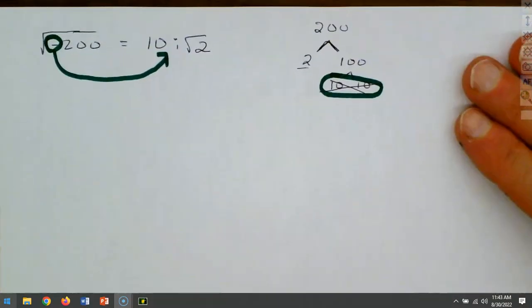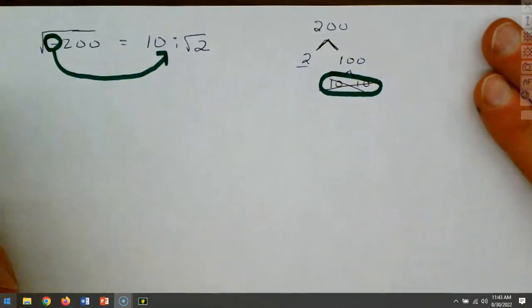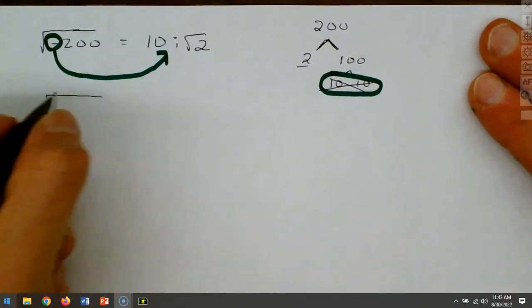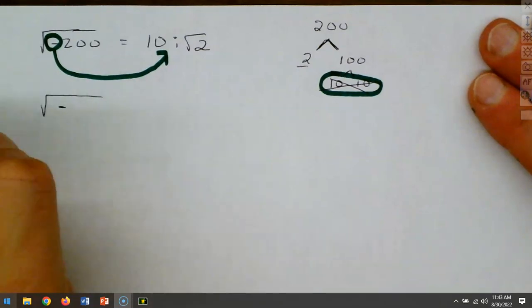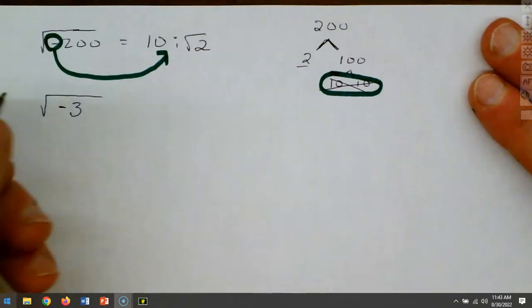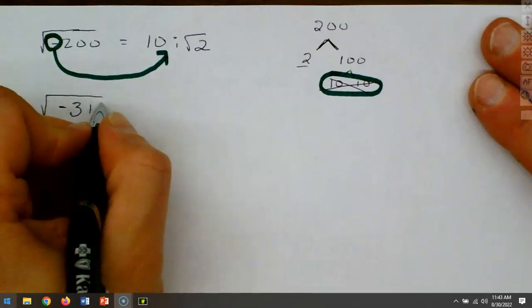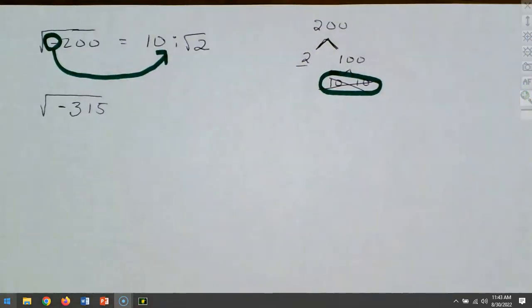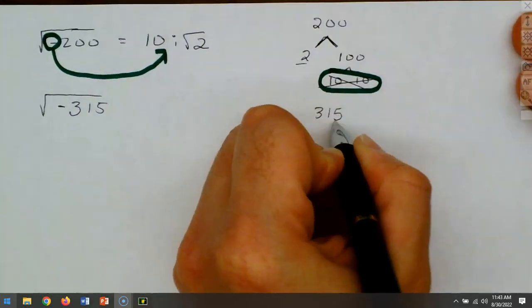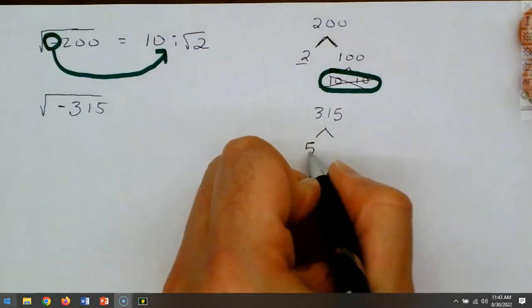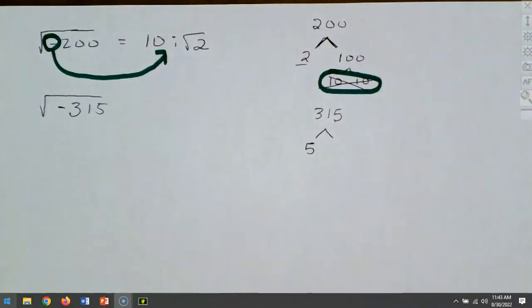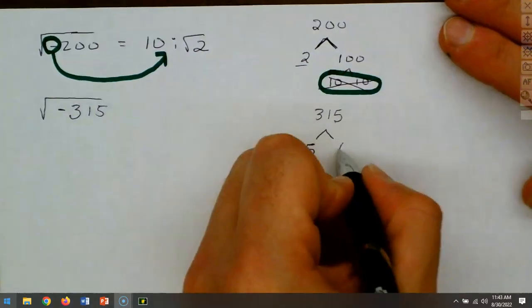So they're not too difficult to break down normally. Let's try a couple more, and then we'll classify the numbers. So let's try to break down the square root of negative 315. 315, again, is not a perfect square. Now, 315 ends in a 5. If it ends in a 5, I'm going to start with a 5. So 315, we've got to break that down by 5. That's going to be 5 and then 63.